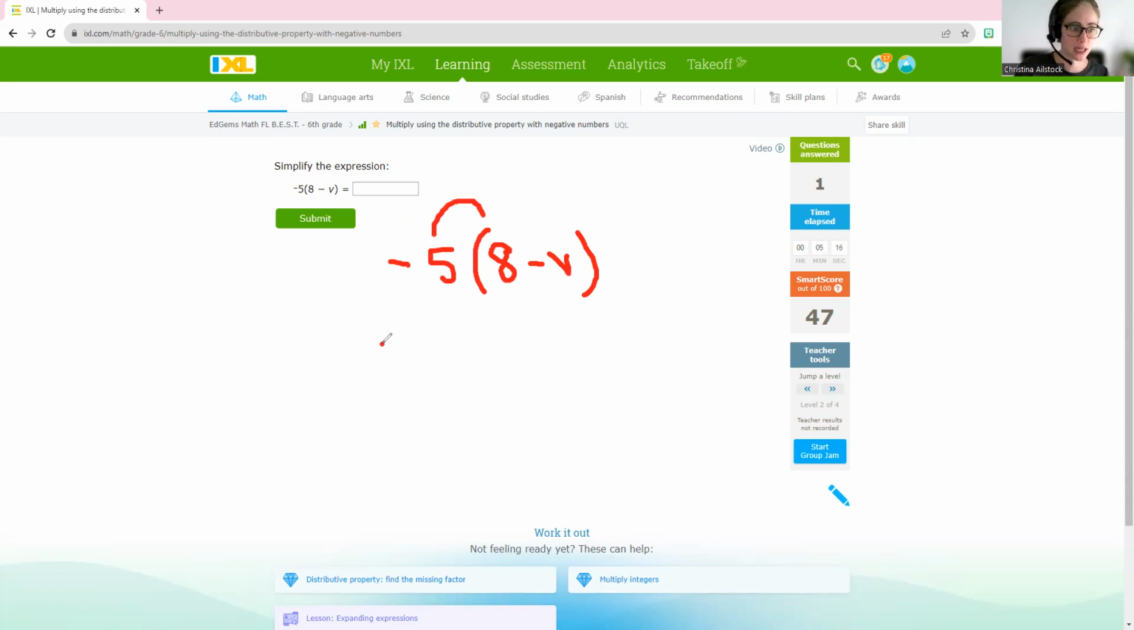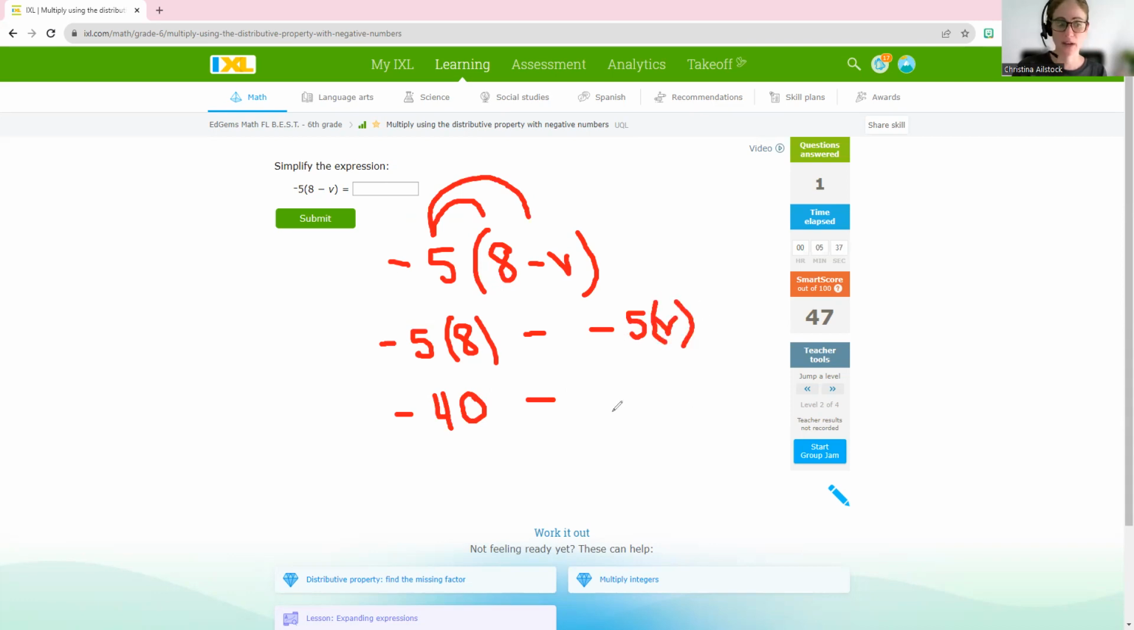So we're going to take negative 5 and multiply that by 8. A negative times a positive is a negative, so we would have a negative 40. Then I'm going to bring down my subtraction sign. And now I'm going to multiply negative 5 times v. And negative 5 times v would just be a negative 5v. Is there anything we could do to make this a little bit cleaner, to simplify it a little bit more?